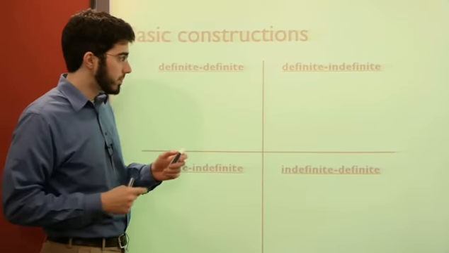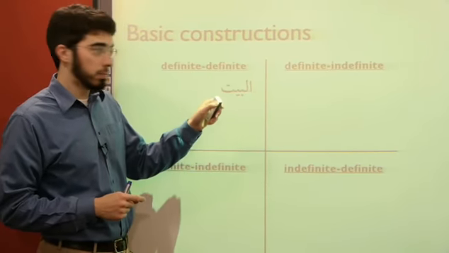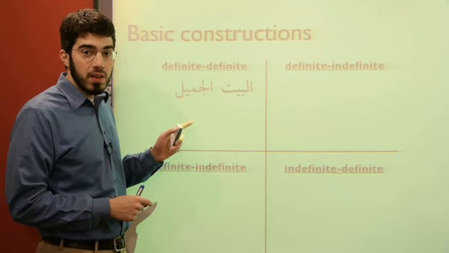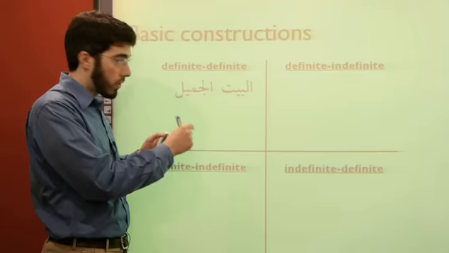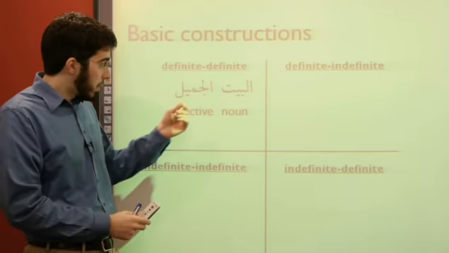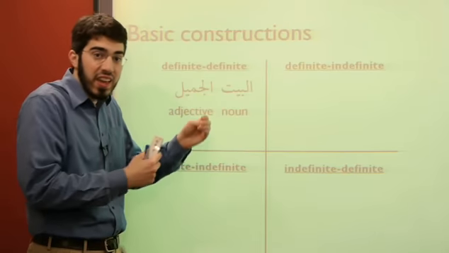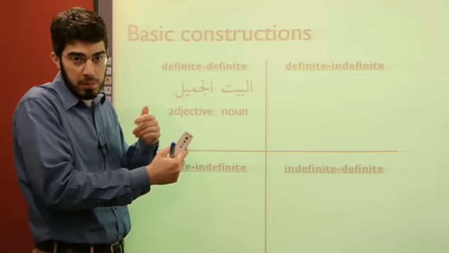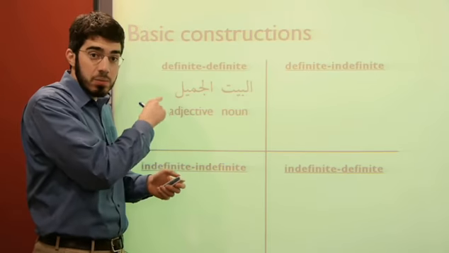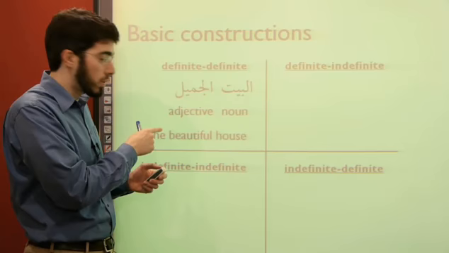Let's do the first one. If I take a definite word, al-bayt, and a definite word, al-jamil, what does that mean? Well, in this case, it's going to code for a noun followed by an adjective. And it kind of makes sense, right? Because they're both definite. It's like they're the same thing. And an adjective describes the word that is coming before it. So they kind of go together. What's the translation? Al-Bayt al-Jamil is going to be the beautiful house.